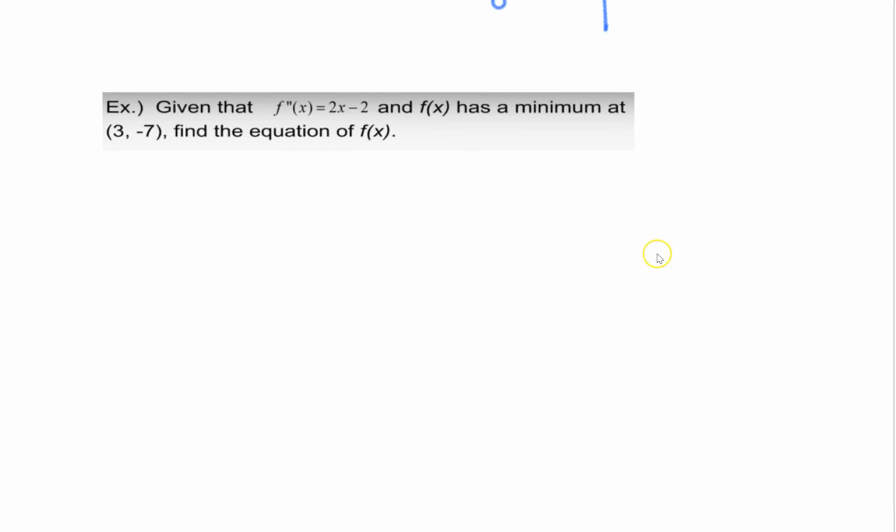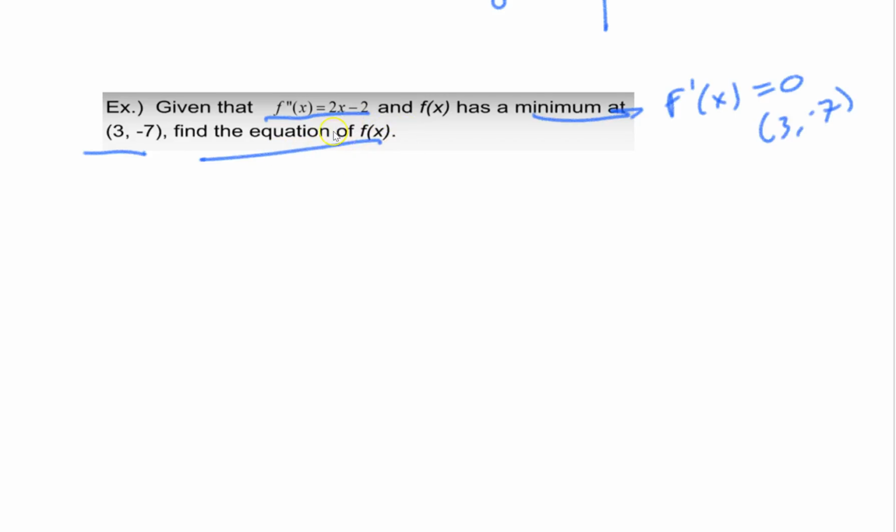This is the next one. Given that f double prime of x equals this, so that's the second derivative, and f of x has a minimum at 3, negative 7. So remember, minimum means the derivative equals 0 at 3, negative 7. Find the equation of f of x. So this will take a little bit of work.